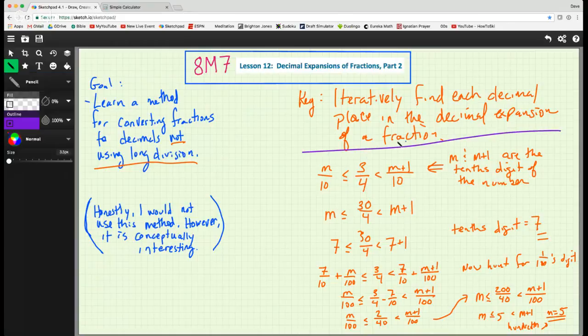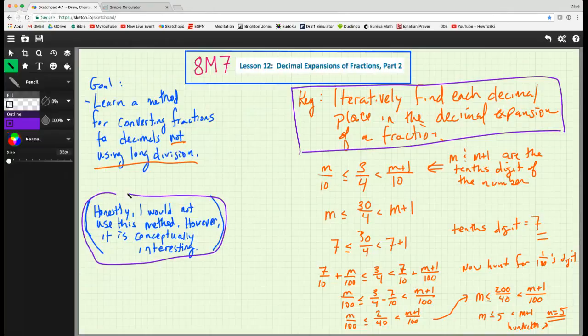That's the whole key. So we're going to look one digit at a time, and we're going to not use long division, and we're going to find each decimal place in the expansion. And again, honestly, I would not use this method as a general method for solving lots of these problems, but it's conceptually interesting. So if you have a fraction like 3/4, the decimal representation is going to have a tenths digit.